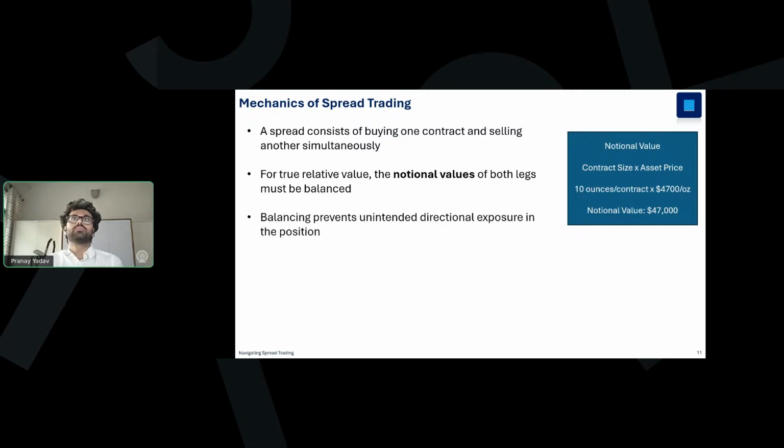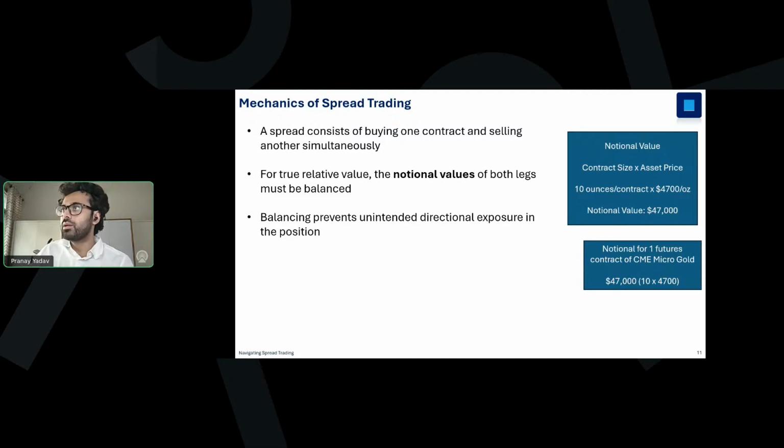Now, let's get into what it means for notional values to be balanced. As I said, balancing notional values is really important. It ensures that you prevent unintended directional exposure in the overall spread position. To demonstrate this, I'll give an example that consists of the gold and silver spread that we were looking at previously. Now, for gold, which is the long position in the gold silver ratio, we've already looked at what the notional prices represent, right? It's $47,000. That's just what we calculated right now. It's 10 ounces times $4,700 per ounce, $47,000.